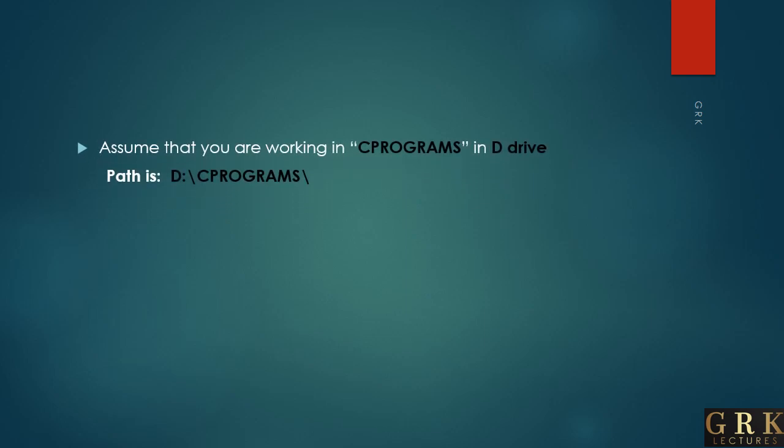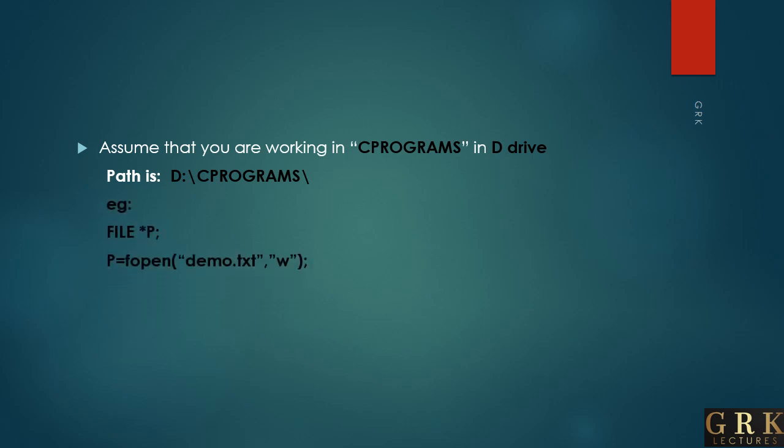Assume that we are working in a directory. The directory name is C programs, and this directory has been created in the D drive. So its path will be D:/C programs, and in this directory we are currently working. That means all the C programs we create will be stored in the C programs directory.